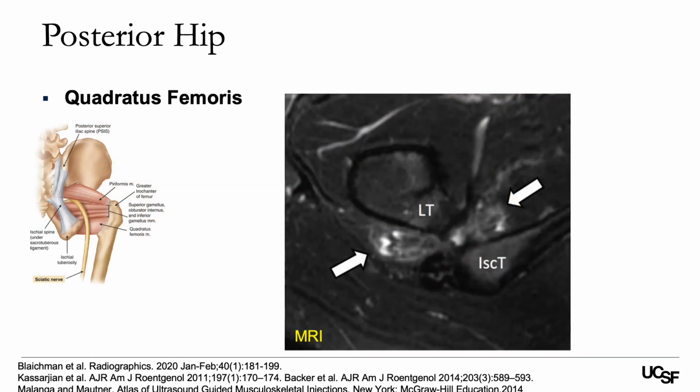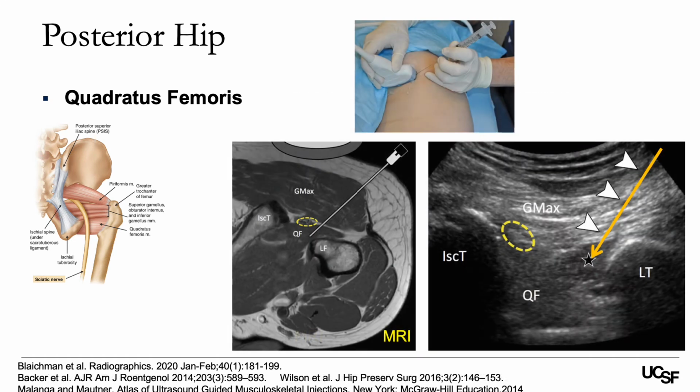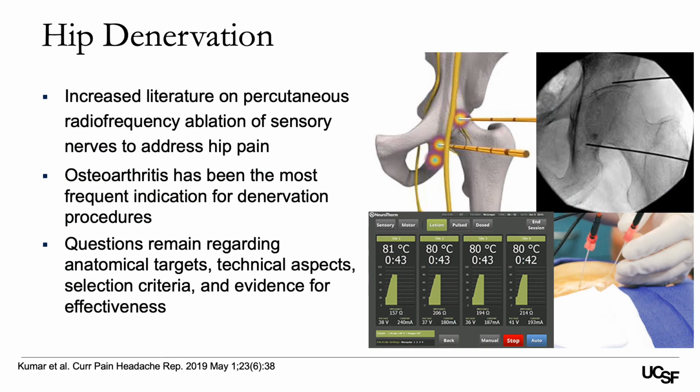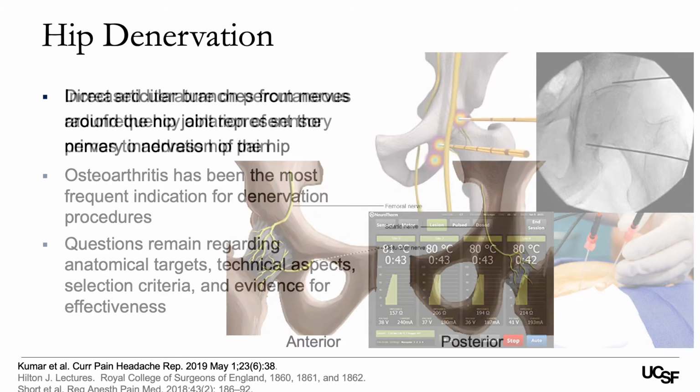The quadratus femoris is a flat quadrangular muscle located posterior to the hip joint. Study results have demonstrated transient but significant relief of the symptoms. The lateral femoral cutaneous nerve is a sensory nerve arising from the posterior division. While denervation for hip pain has not yet gained enough traction to be.